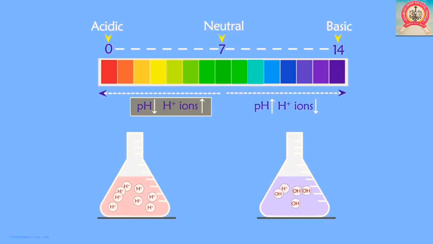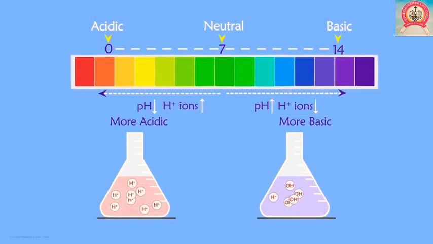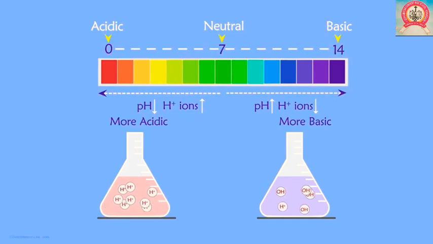And we know that a higher H plus ion concentration implies that the solution is more acidic, so the acidic nature increases as we go towards the left. As a basic solution has a low concentration of H plus ions, the basic nature increases as we go towards the right. So this pH scale is a very general way to understand how strong an acid or a base is.